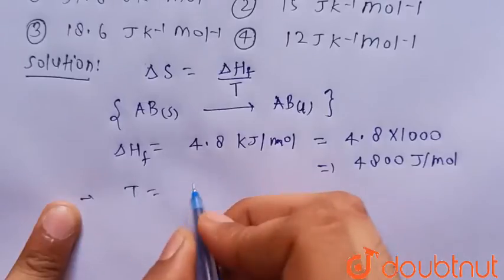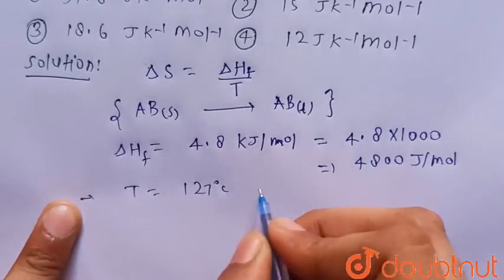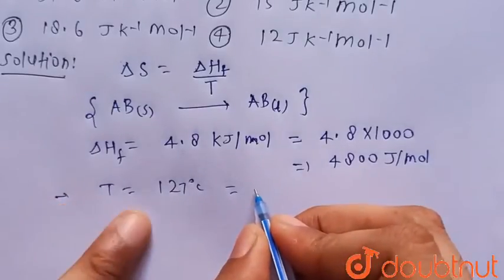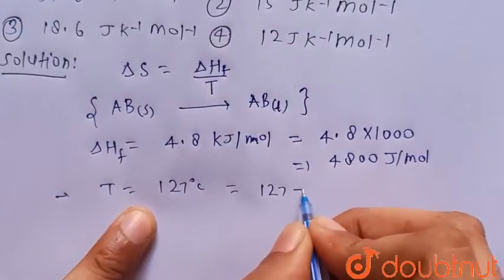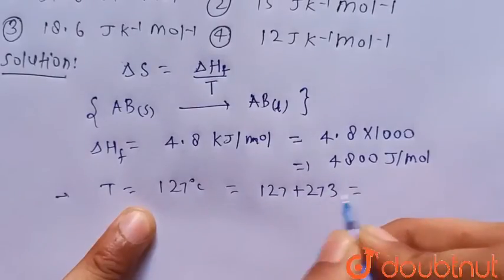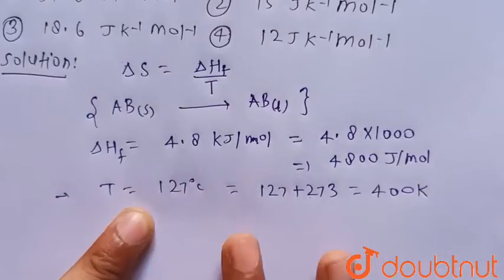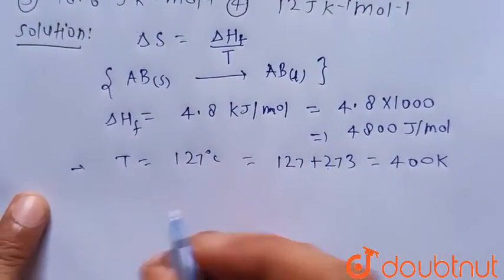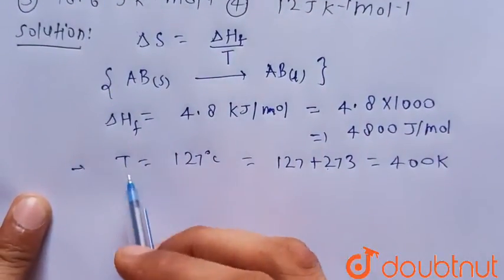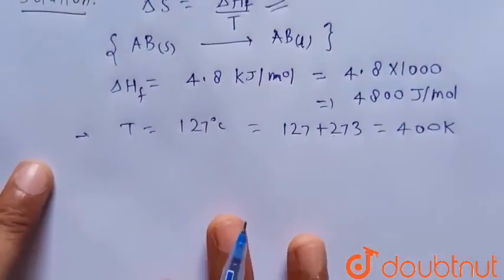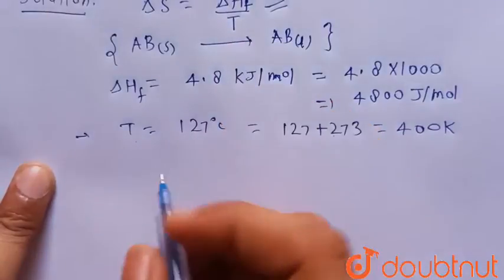And temperature is given 127 degrees Celsius, and we know that 0 degrees Celsius is equal to 273 Kelvin. So 127 degrees Celsius is equal to 127 plus 273, so it will be 400 Kelvin. Now put this value of delta H of fusion and temperature in this equation of the delta S is equal to delta HF upon T.